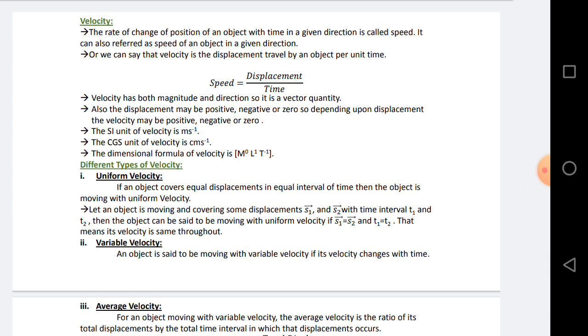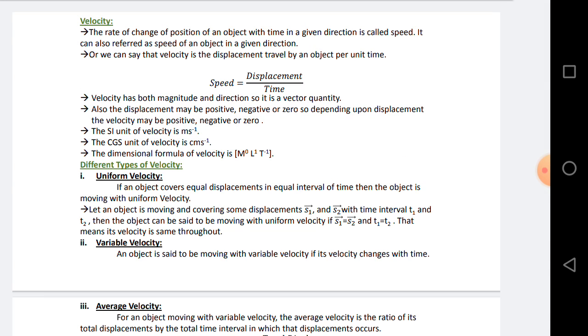In this video tutorial, I am going to tell you about velocity and different types of velocity. Velocity is the rate of change of position of an object with time in a given direction. If the rate of change of speed of an object changes in a given direction, then that rate of change of speed is called velocity.